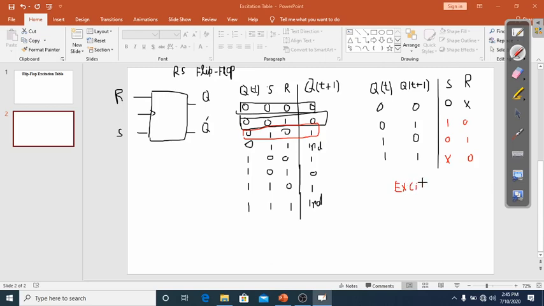Excitation table, and you guys have to keep it in mind while designing some sequential circuit. So this table is very important for you guys for designing purpose.